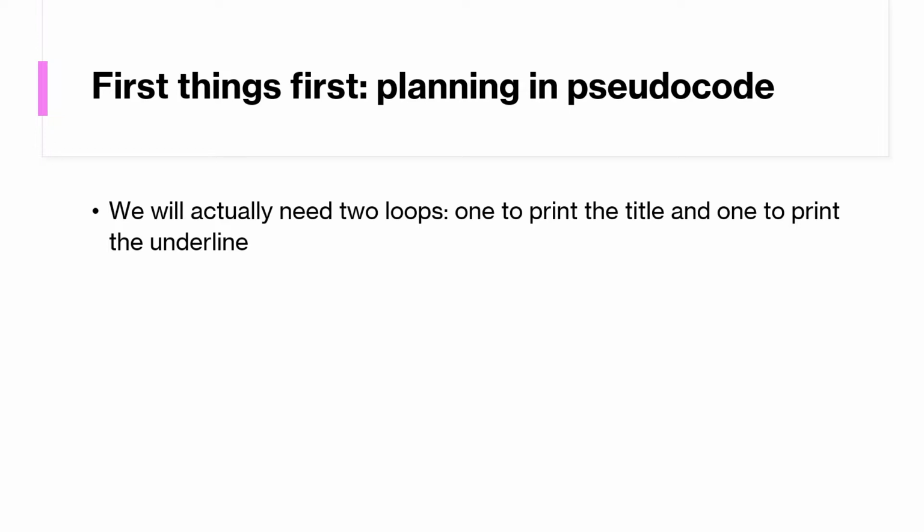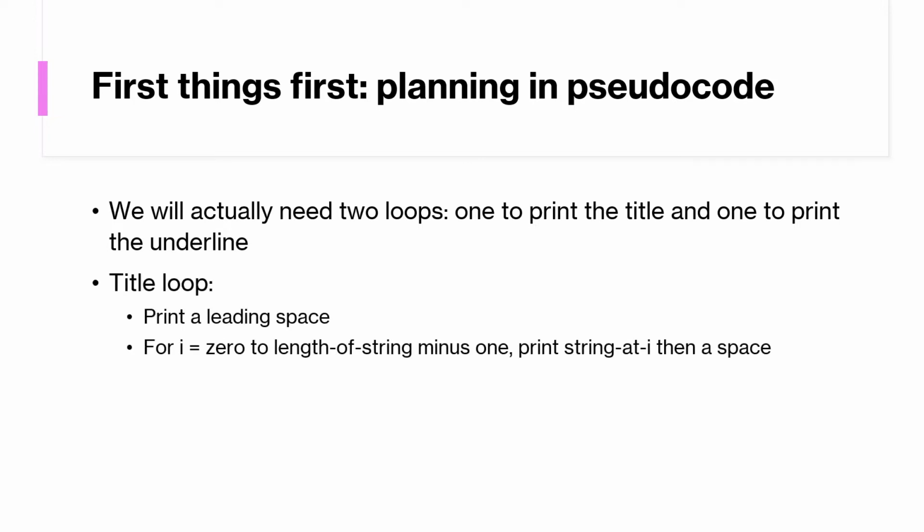All right, now as always, before we start writing code, we should plan out our program and get a sense of what we need to do. Now, we know that we need to write a for loop, but we actually are going to need two loops, one to print the title and one to print the underline. The title loop is going to print a leading space before the loop, because we have one extra space in there.